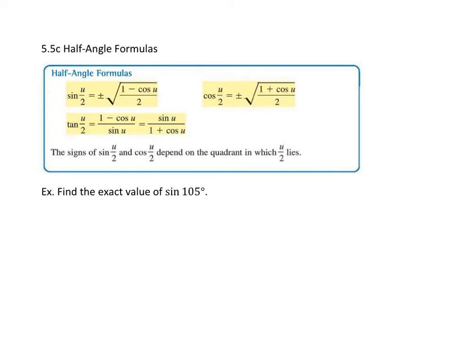Okay, we're going to start using half angle formulas. This is actually 5.5b, not c, like it says. Using a half angle is a little bit different. You have to figure out what angle to put over 2 to make it work.